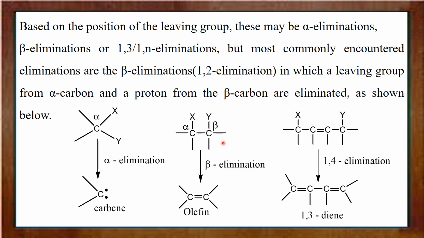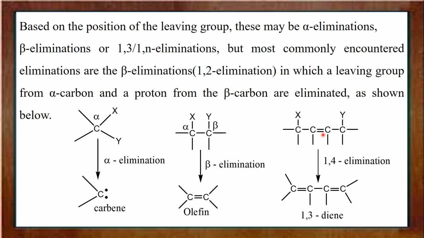In this reaction, the leaving group X is present in alpha carbon, the group Y is in beta. X and Y are removed from alpha and beta carbon atoms. Therefore, this is called alpha, beta elimination, but we don't call it alpha, beta elimination. Usually, we call it beta elimination or 1,2 elimination. And this beta elimination always results in the formation of an alkene.